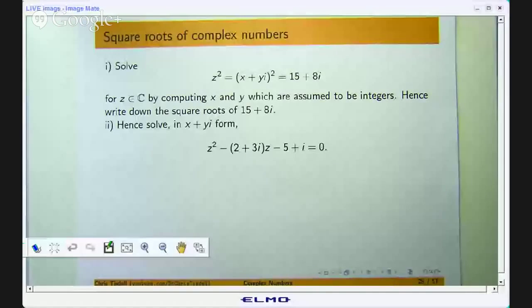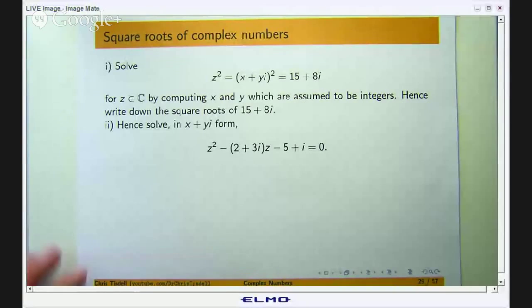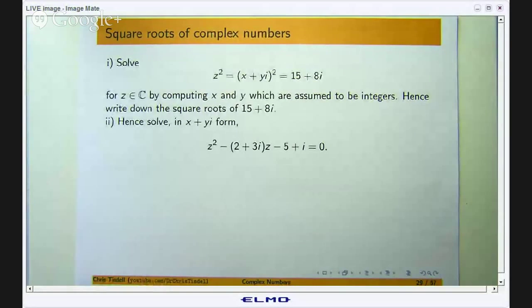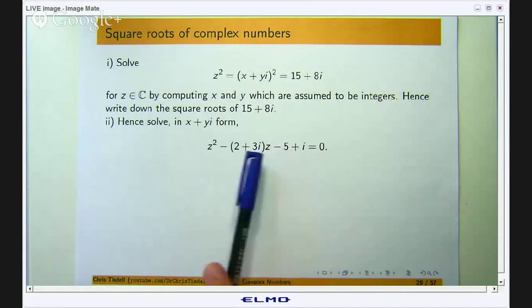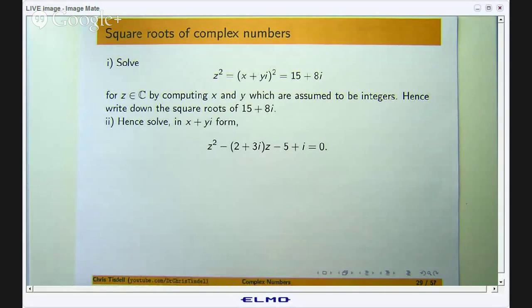In this presentation I'm going to continue my series of videos on complex numbers. In particular, I'm going to show you how to solve a quadratic equation that has complex numbers as coefficients. So we'll work through an example, and let me share my screen with you so we can get down to business. Okay, so square roots of complex numbers and quadratic equations that have complex numbers as coefficients.